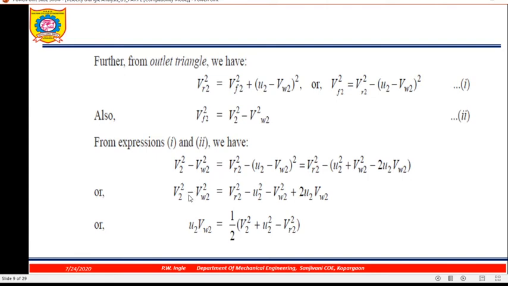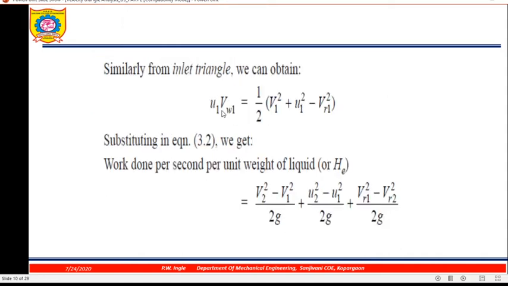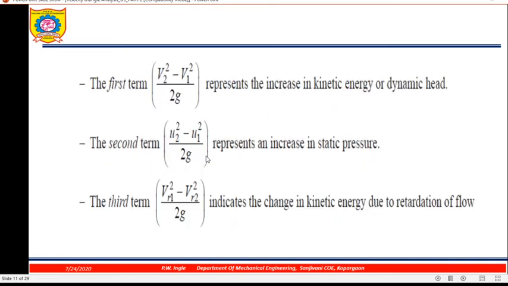So from equation 1 and 2, you are getting U2 Vw2. We just want to put the value of U2 Vw2 and U1 Vw1. So U2 Vw2 is 1 by 2 of (V2 square plus U2 square minus Vr2 square). Similarly, U1 Vw1 is 1 by 2 of (V1 square plus U1 square minus Vr1 square). Therefore, work done per second per unit weight of liquid is (V2 square minus V1 square) by 2g plus (U2 square minus U1 square) by 2g plus (Vr1 square minus Vr2 square) by 2g. This is the general equation for a centrifugal pump.